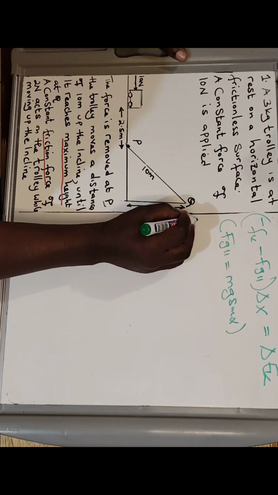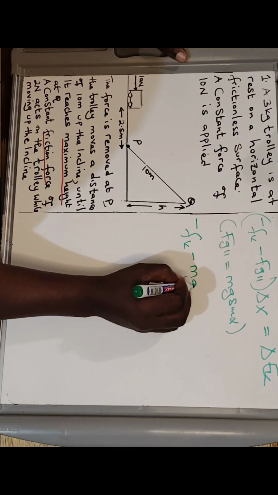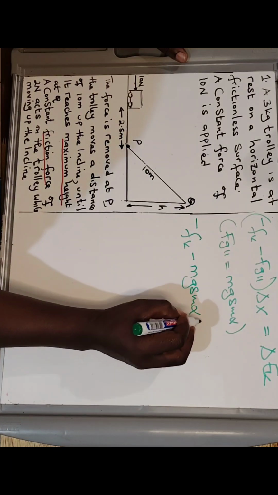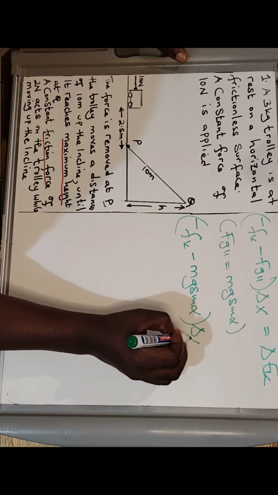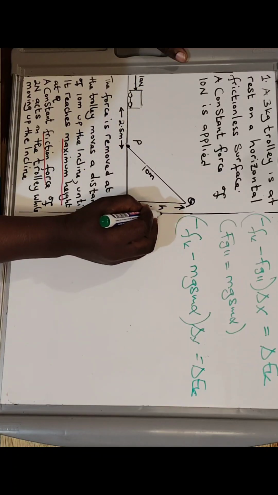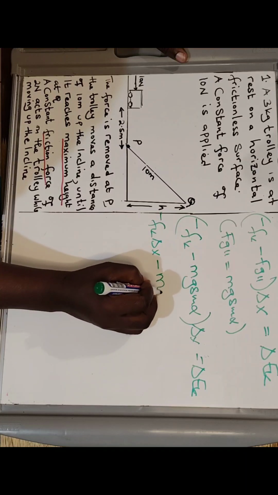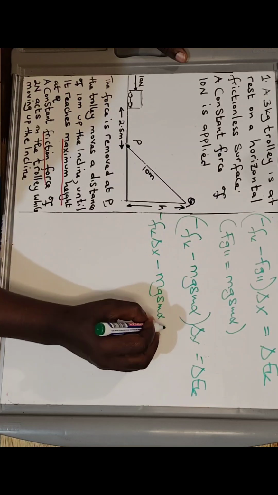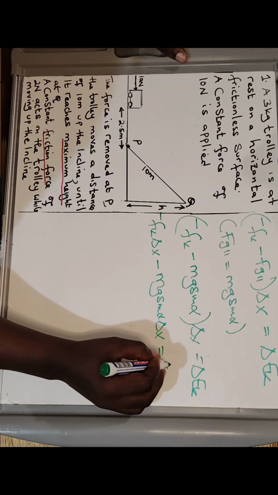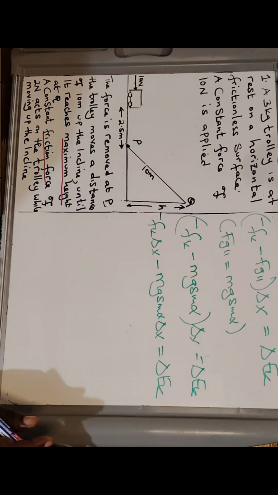So when you substitute there, what do we get? We are going to get minus Fk minus mg sine alpha into delta x, giving you delta ek. So when you open up this one, what do you get? Minus Fk delta x minus mg sine alpha delta x, which is equal to delta ek. Thank you.